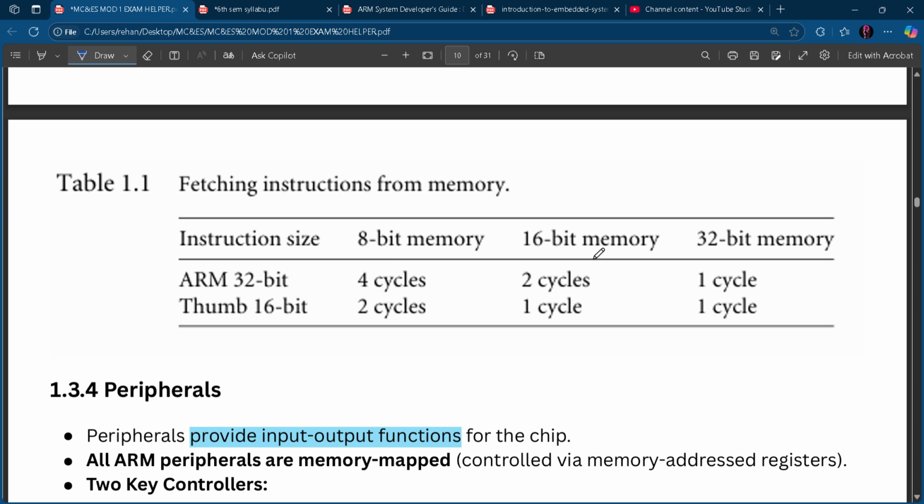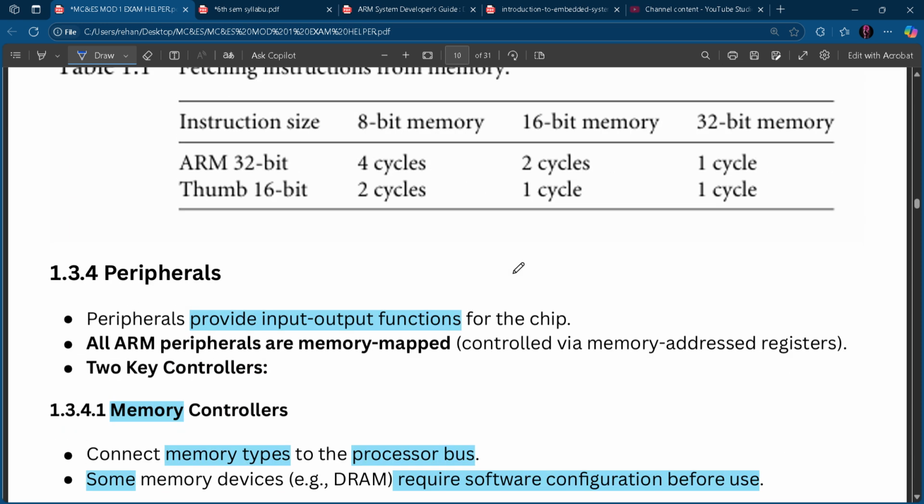I understood, right? 16-bit memory, see, 32-bit takes 2 cycles, Thumb takes 1 cycle, because it can only process 16 bits at a time, so it has to process 2 times to complete 32. 32-bit memory, 1 cycle, 1 cycle. What I said, equal or more gives you just 1 cycle. Less than that is nothing but multiple cycles.